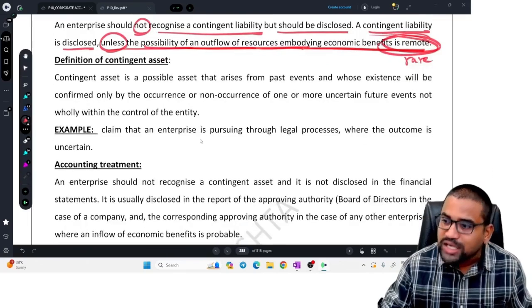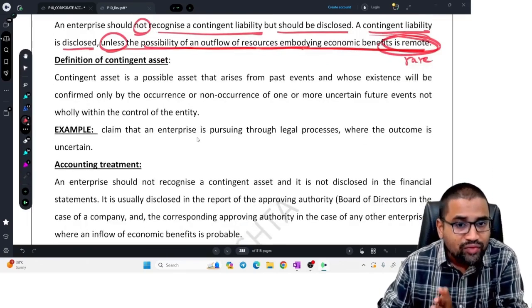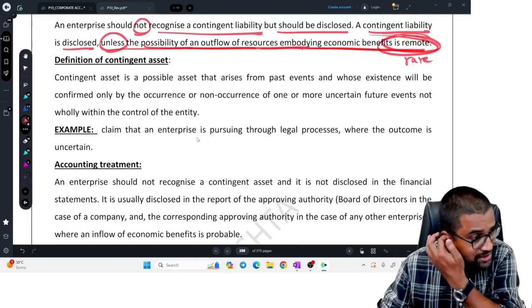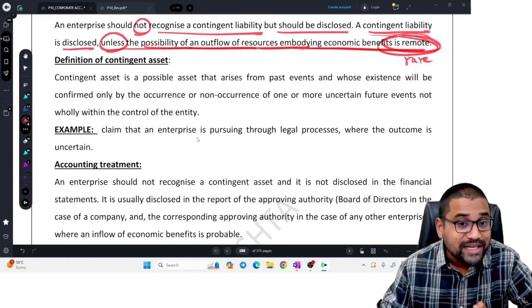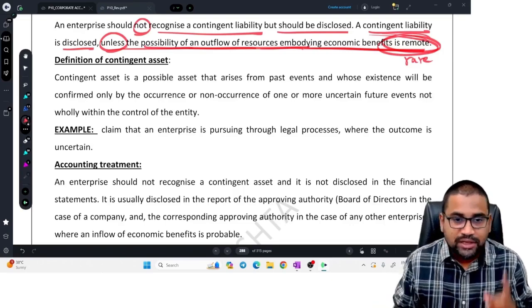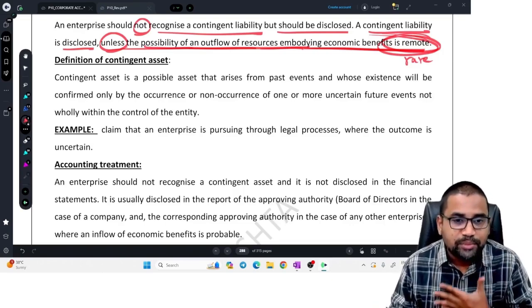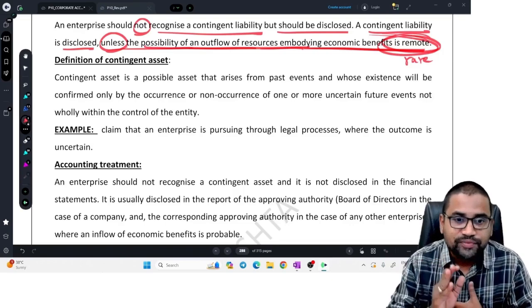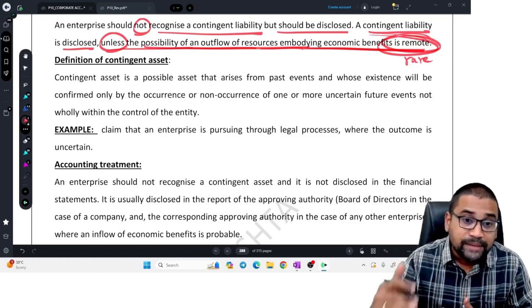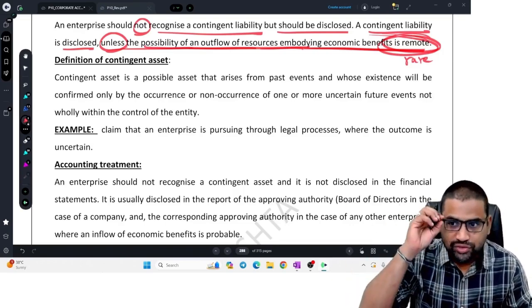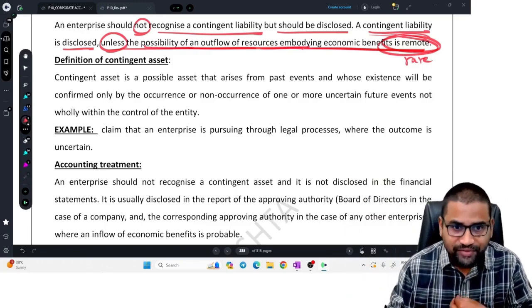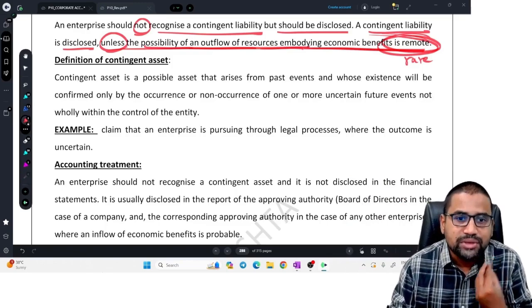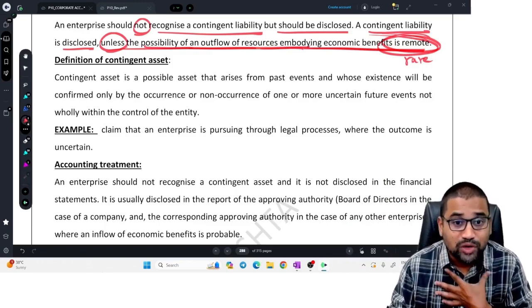Now similarly, what is a contingent asset? Till now we have seen liability, right? Now asset. Unlike contingent liability, a contingent asset is not defined in two ways. Only one thing: a contingent asset means a possible asset. As of now, it is not an asset, but it may become an asset to us in future. For example, a case pending in the court. If the outcome comes in our favor, we are going to receive some amount from the other party. So that is our possible asset.